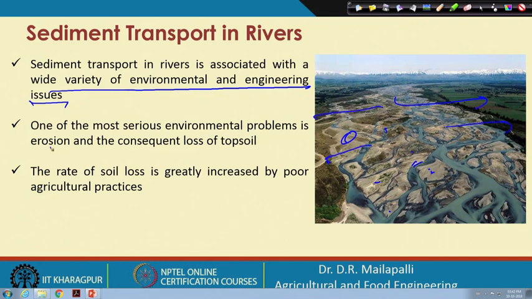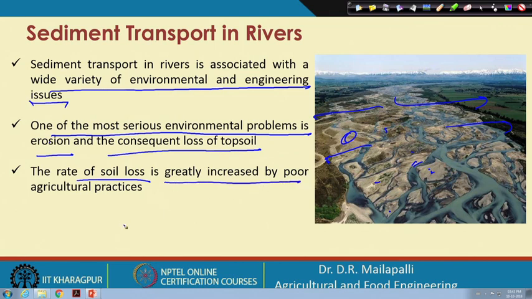One of the most serious environmental problems is erosion and the consequent loss of topsoil. The rate of soil loss is greatly increased by poor agricultural practices. So in nearby areas, if there are poor agricultural practices and a lot of tillage is taking place, definitely that will influence the water quality of the runoff water which is taken from the agricultural fields to the rivers.